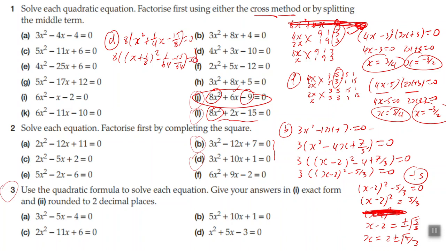Okay, so this one's a bit nasty. That's minus 16 on 64. It's not too bad. x plus 1/8 squared minus 16 over 64 equals 0. I divide both sides by 8, so I get rid of the 8. I move the 16 on 64 to the other side. I square root both sides. x plus 1/8 equals plus or minus the square root of 16 on 64. The square root of 16 is 4, the square root of 64 is 8. So 4 on 8, which is a half.